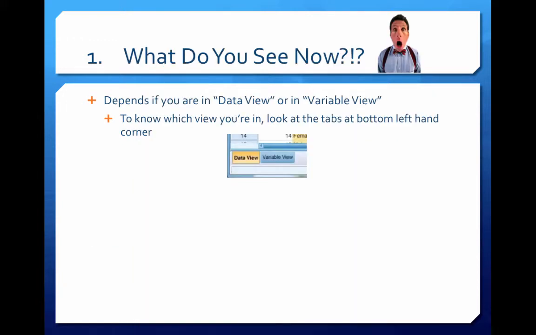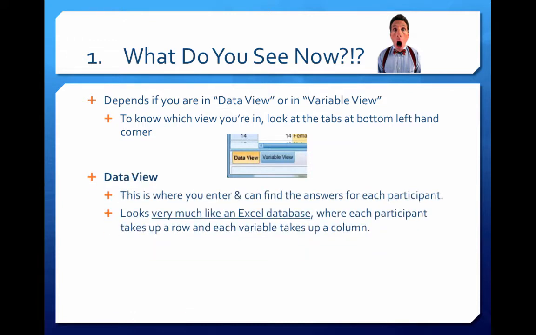So, next thing you'll see, it's going to really depend. You may end up seeing something in data view or seeing something in what's called variable view. And you can look at the bottom left-hand corner of the SPSS window to determine which view you're in. And really, the data view is pretty much like an Excel database. This is where you're going to find the data for all your participants and for all of your variables. And each participant will be a row, and each variable will take up a column. So your rows are the horizontal, and your variables are going to be the vertical.